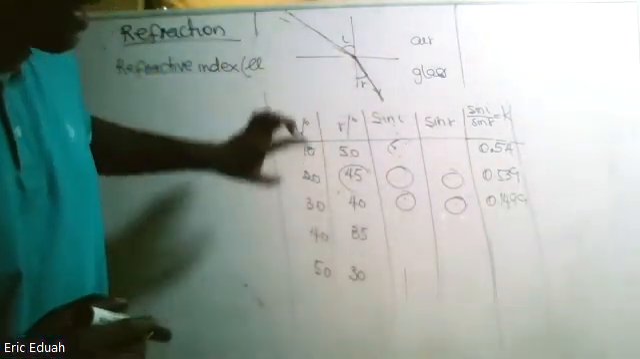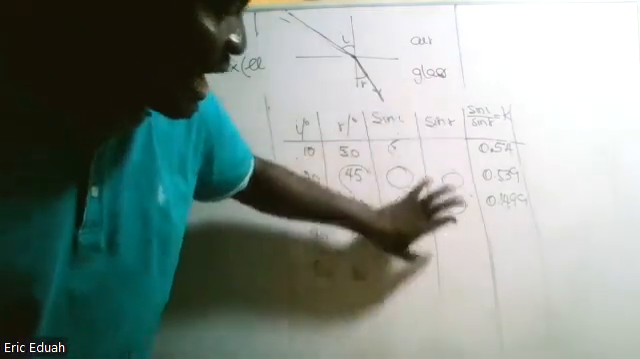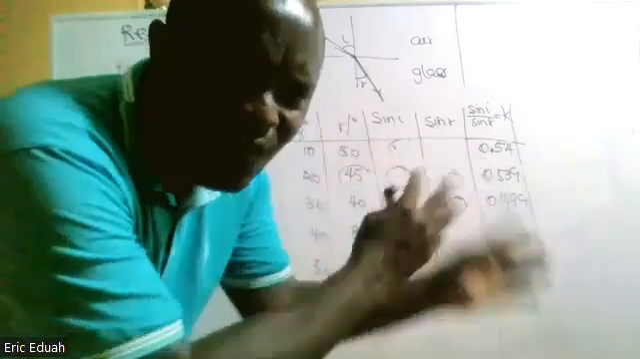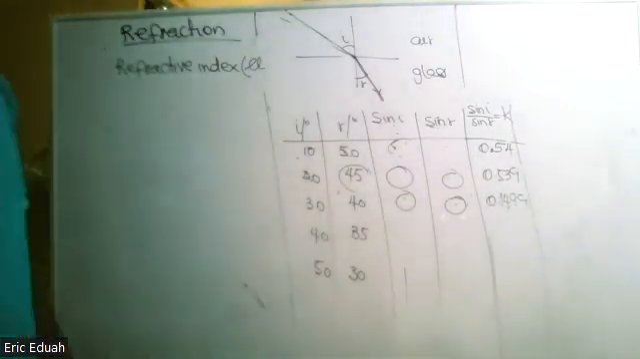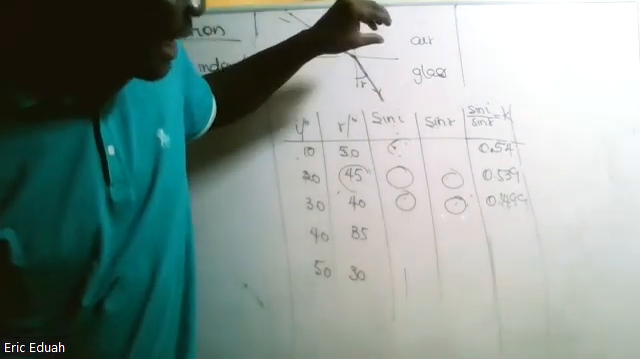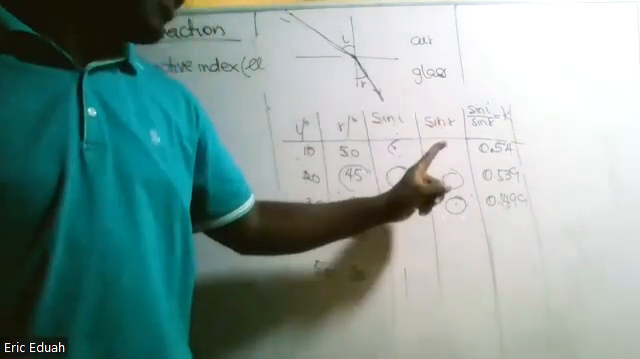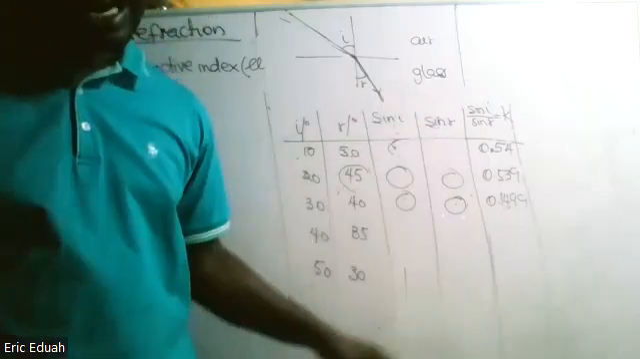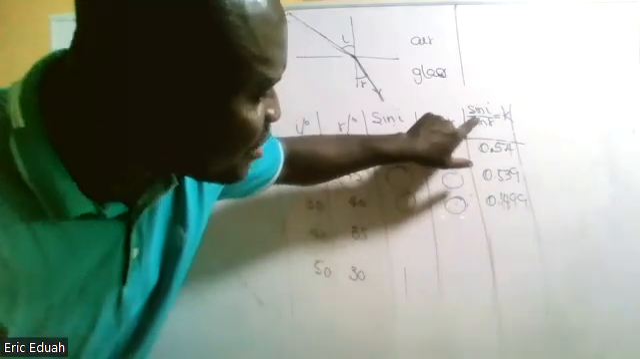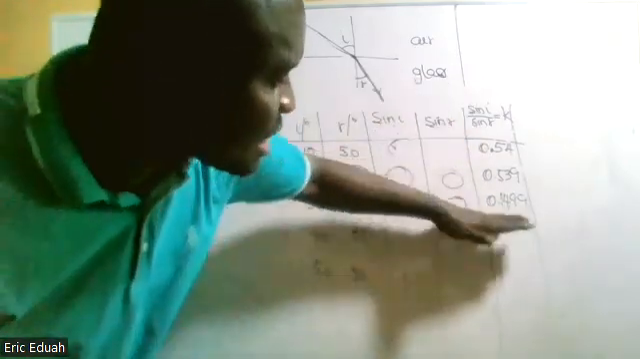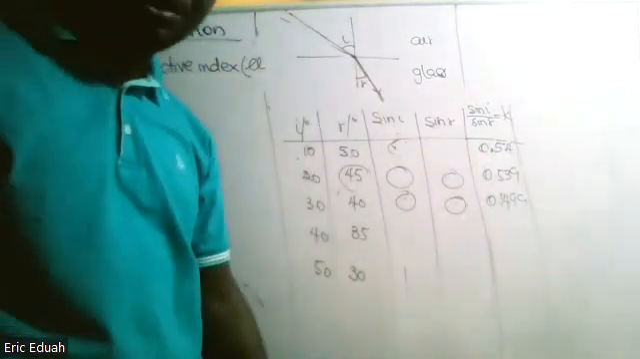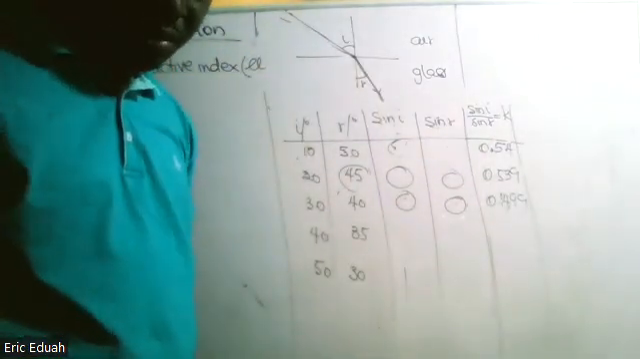So each sine I and sine R, in each situation, must give us a constant value, so long as it's the same first medium and the same second medium. Whenever you find the ratio of sine I and sine R, it should give you a constant value. So the values that I'll be recording in each case must be the same or very close. That is what we mean by Snell's law.